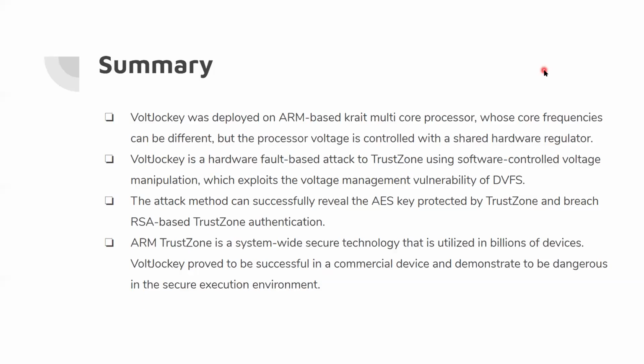VoltJockey was deployed on an ARM-based multi-core processor, whose core frequencies can be different, but the processor voltage is controlled with a shared hardware regulator. VoltJockey is a hardware fault-based attack on TrustZone using software-controlled voltage manipulation, which exploits the voltage management vulnerability of DVFS. The attack method can successfully reveal the AES key protected by TrustZone and breach RSA-based TrustZone authentication. ARM TrustZone is a system-wide secure technology that is utilized in billions of devices. VoltJockey proved to be successful on a commercial device and demonstrated to be dangerous in the secure execution environment.